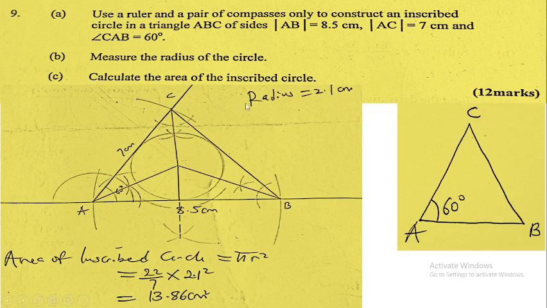Now that we know the radius, we can find the area of the inscribed circle. That is the circle here. We want to know the area of it. And what is the formula for finding the area of a circle? Pi r squared. Since we know the radius to be 2.1, we can find the area, since we know that pi is 22/7, and that will give us 13.86 centimeters squared.